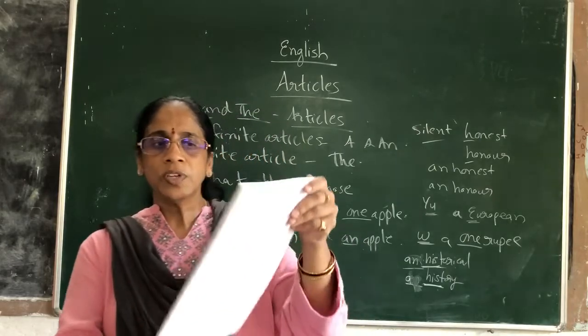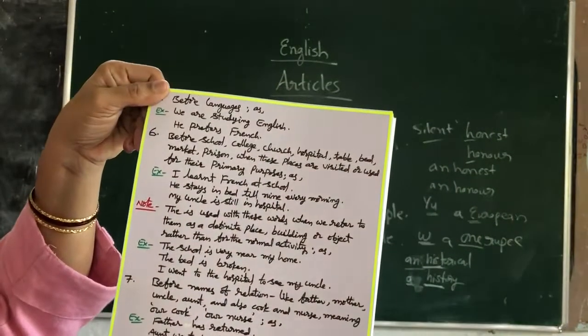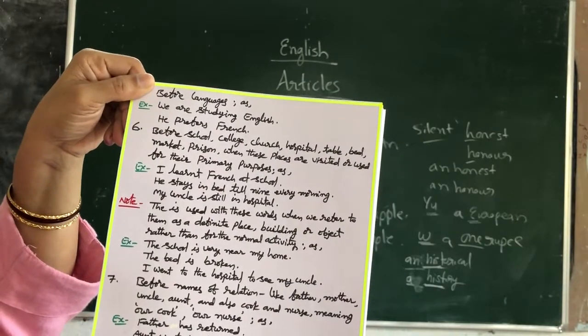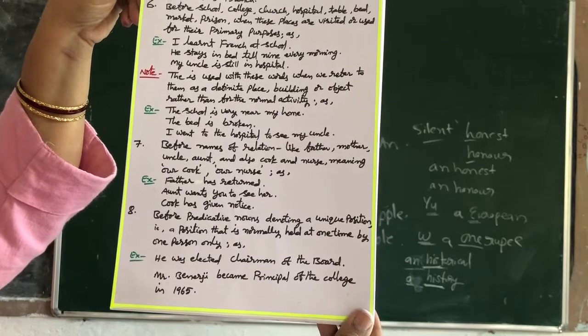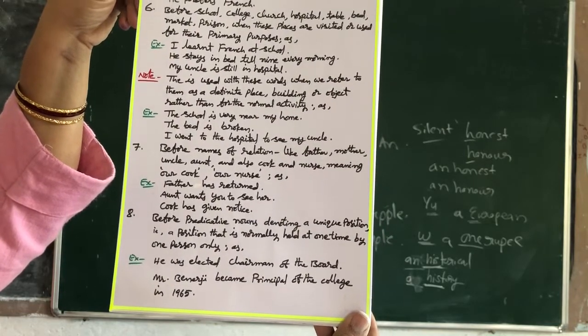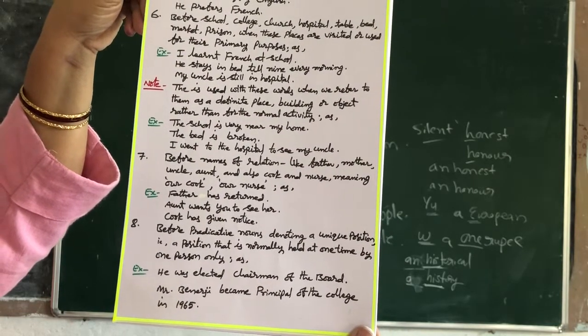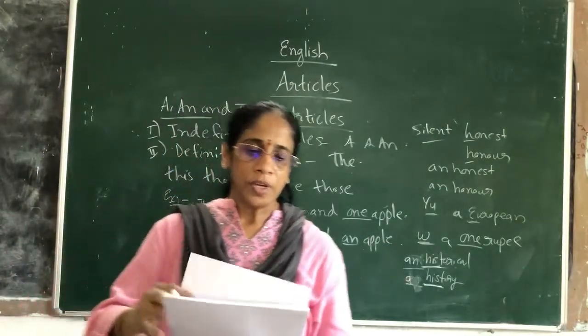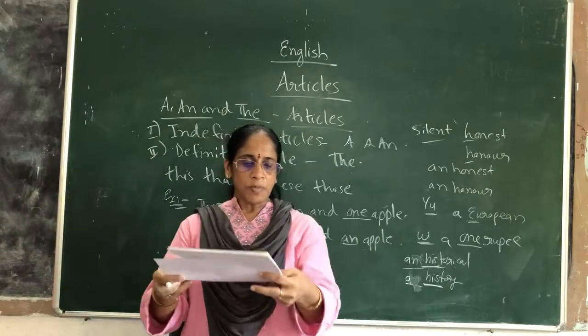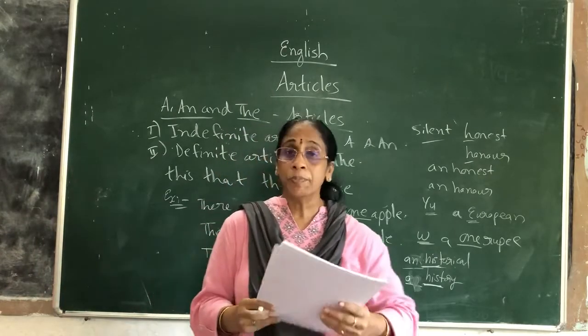Is it clear, children? See here. So, copy down all these points. Every point written on these charts is very important, ma'am. You need to copy down. Now we'll continue. Still, one or two points are there where we should omit an article.